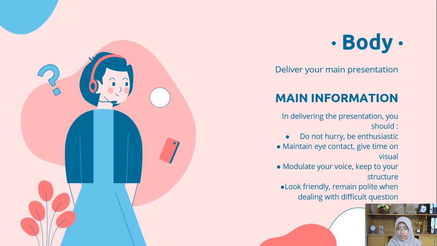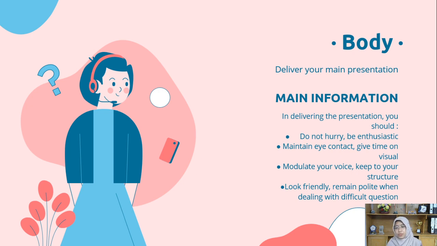And then next, modulate your voice. You should have a loud voice. Don't speak too slow, or it will be hard for your audience to hear your voice. Keep to your structure. When you are having 10 slides, you should present them in order. Talk about the first slide in the beginning, and then the second slide, the third slide. Don't skip slides directly. For example, you show the first slide and then you go directly to the fourth slide and then back again to the second slide, etc. Don't do that.